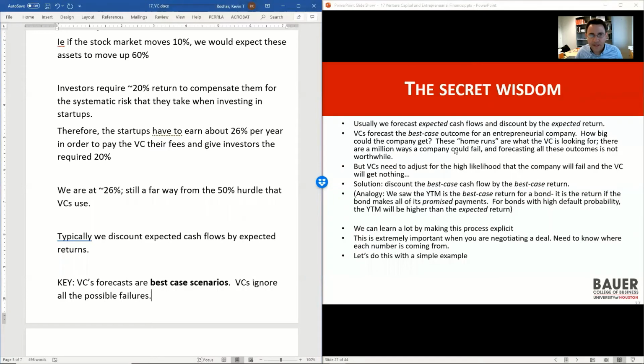It's going to be easier for the VC to do this. The VC doesn't want to spend a lot of time thinking about all the ways that a company can fail. Rather, they forecast the home runs where everything works out well. Now, the problem is if the cash flows are best case outcomes, then they also need to use a best case return. So instead of discounting expected cash flows by expected returns, the VCs are forecasting best case scenarios. Therefore, the discount rate that they use needs to be like a best case return.